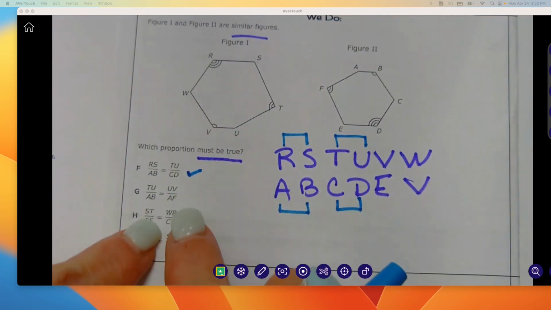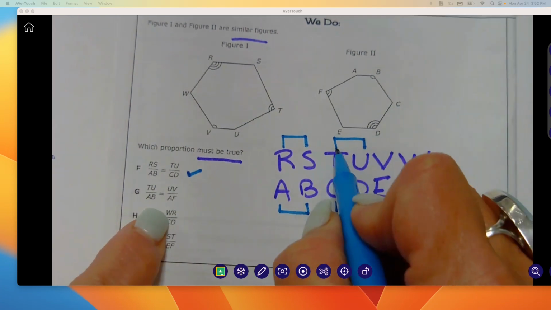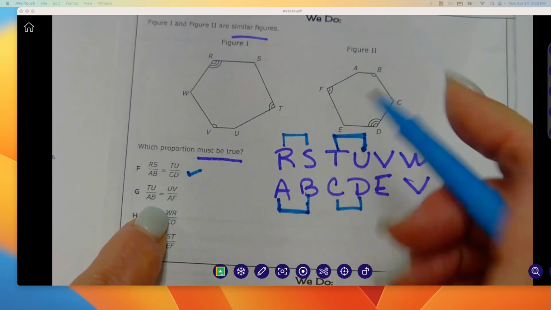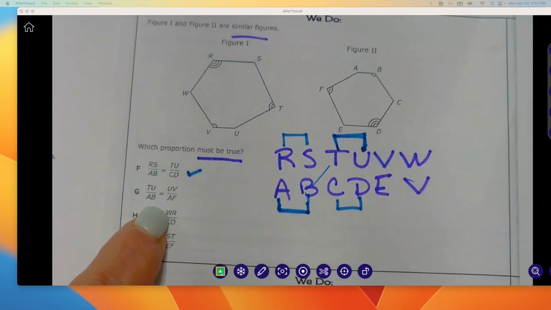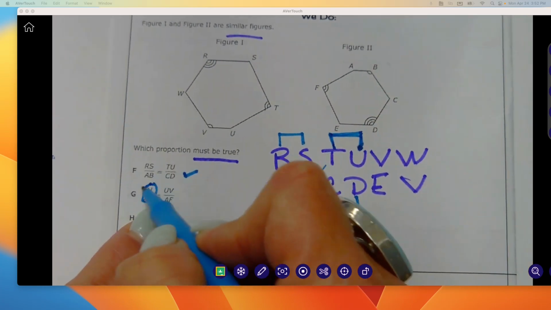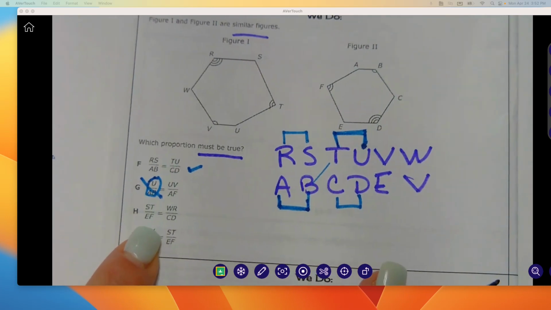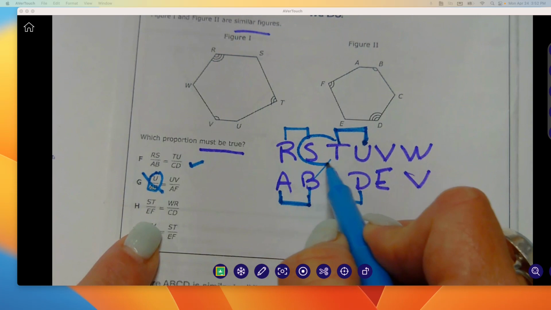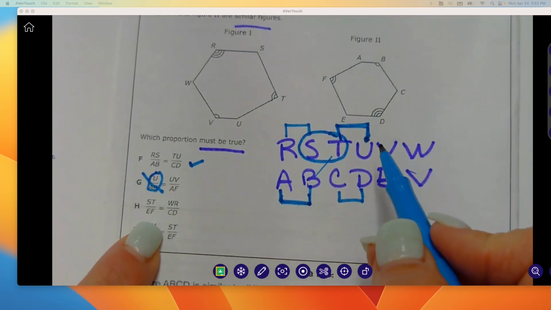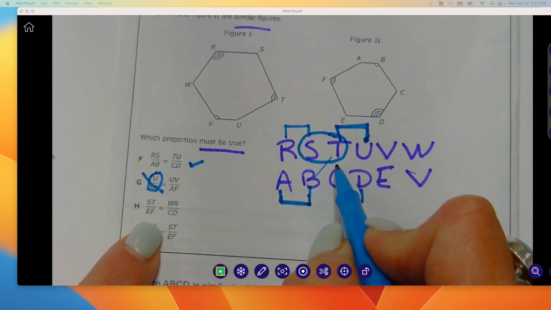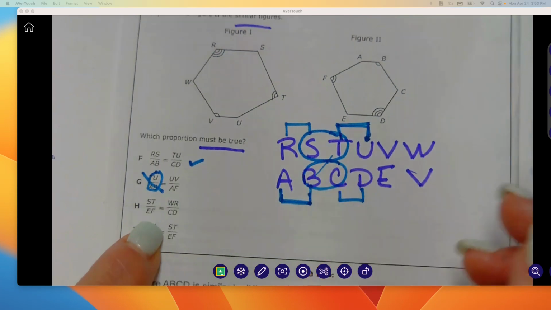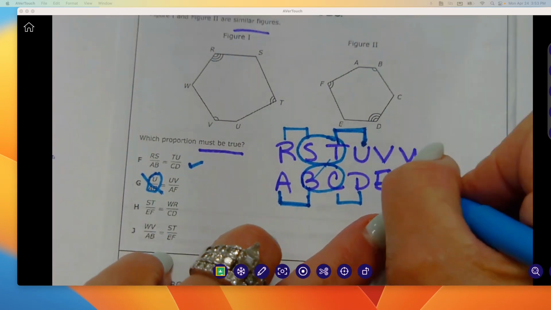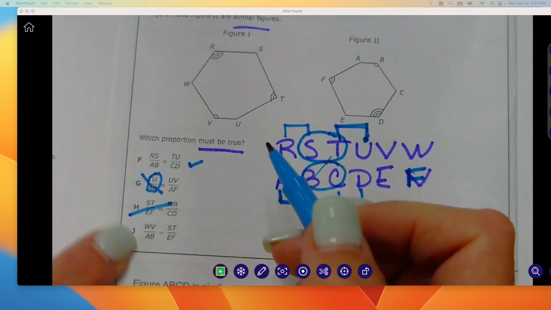Okay, let's look at the next one. We have TU corresponds with AB. Okay, these are diagonal. They're not going to be diagonal. So because of this, that's not true. Letter H, we have ST, and I'm going to circle it. ST corresponds with, it should be BC, but it tells us EF. Oh, this should have been an F. My bad. Okay, so it's not this one.